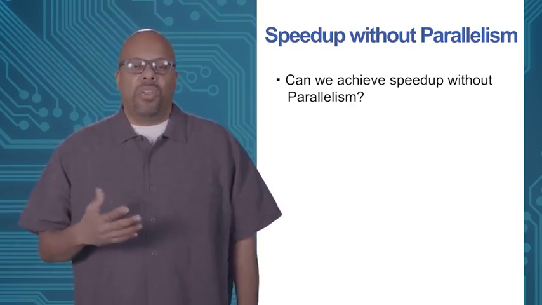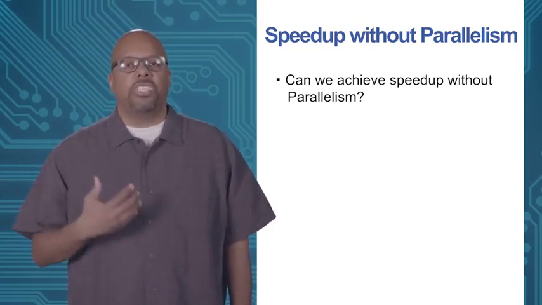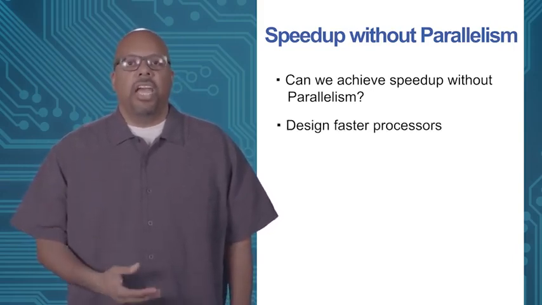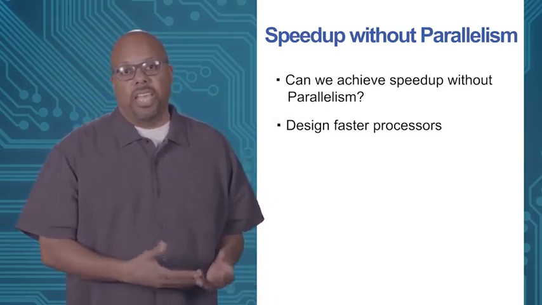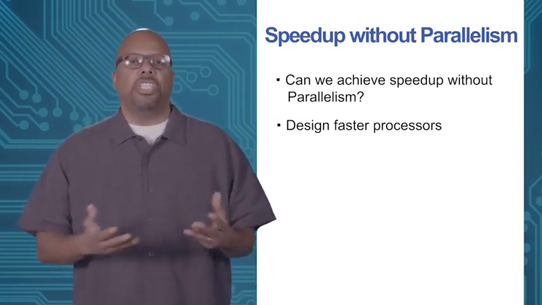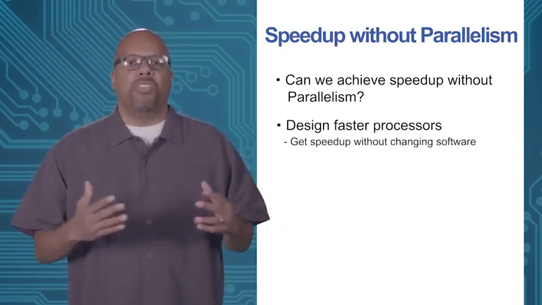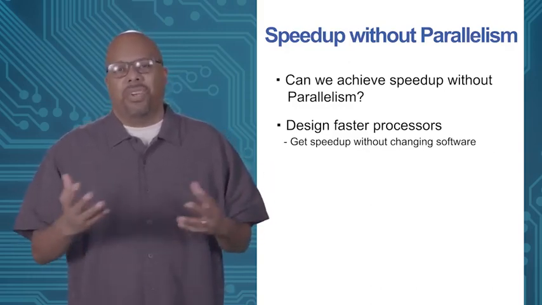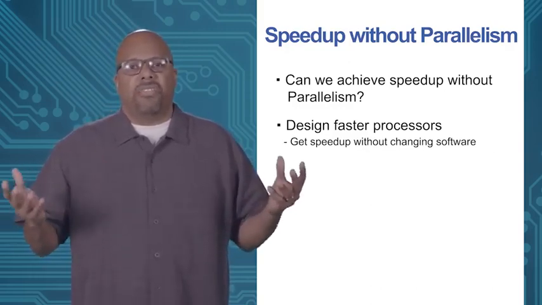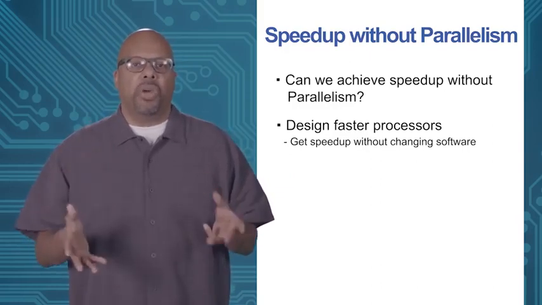One way to get speed up without parallelism is to just speed up the processor. Just make a new processor that runs faster than the old processor, and then you get speed ups, and you don't have to change the way you write your code. Now, this had been the way of things until recently. When I say recently, 5, 6, 7 years ago, something like that.